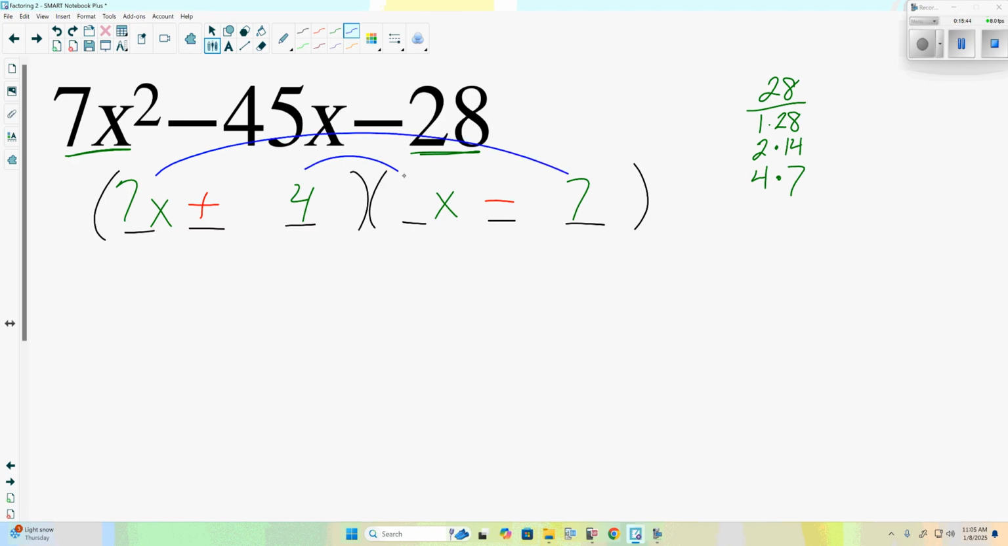Now at this point here we can check. 7x times negative 7 is indeed going to be negative 49x. 4 times x is going to be positive 4x. It does indeed give us negative 45x.